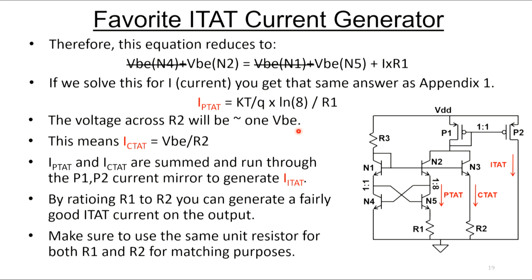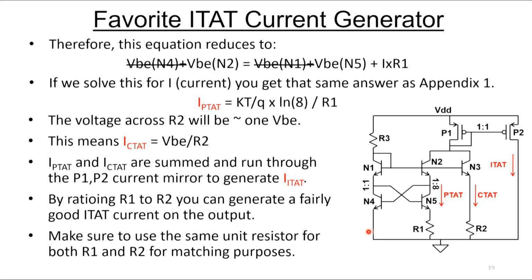This is the same exact equation we solved for in Appendix 1. And it comes back to KT over Q times the log of 8 over R1. That's this current. And it's a PTAT current, so it goes up with temperature. So how about this current over here?